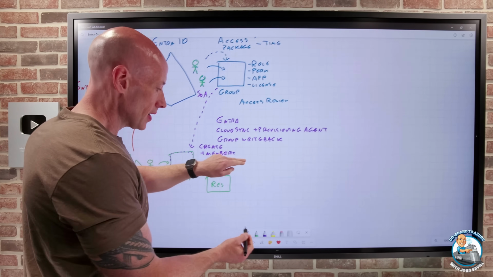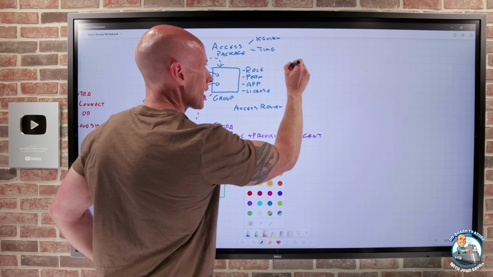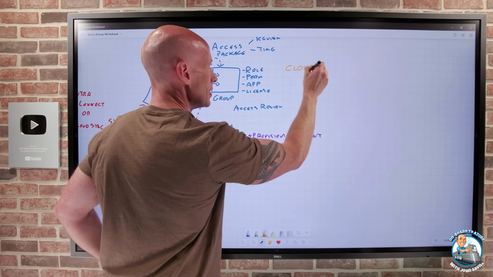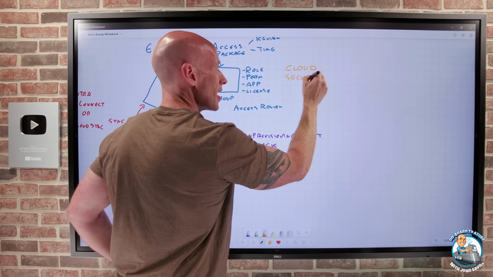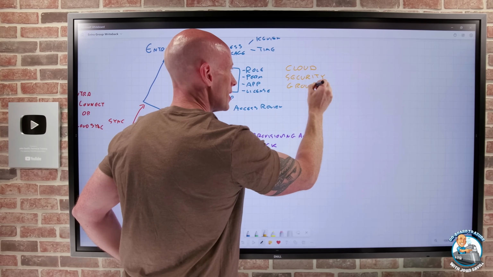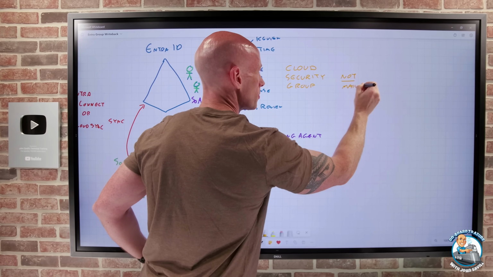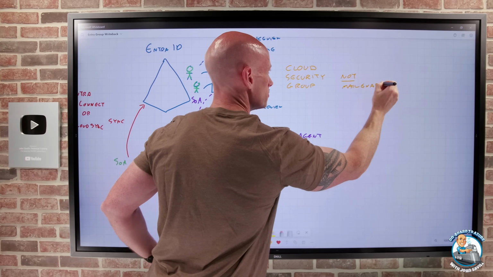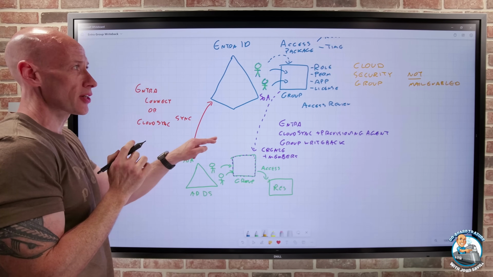Let's write that in. So our valid options for this is it must be a cloud group. So it was created in the cloud. It was not synced. Security. There's other types of group. It has to be a security group. And not mail enabled. So that's our requirement for using the functionality.